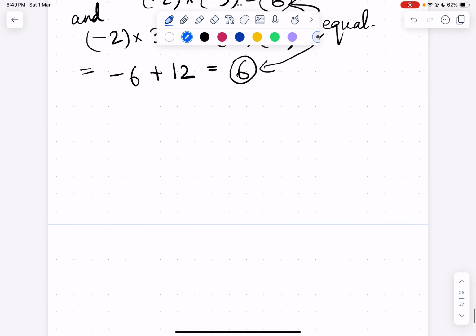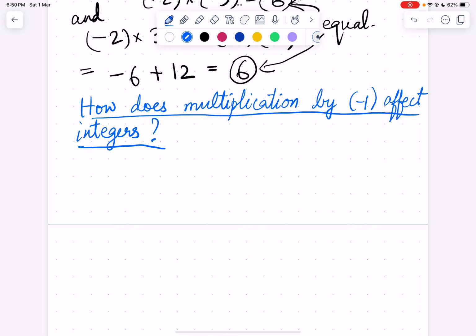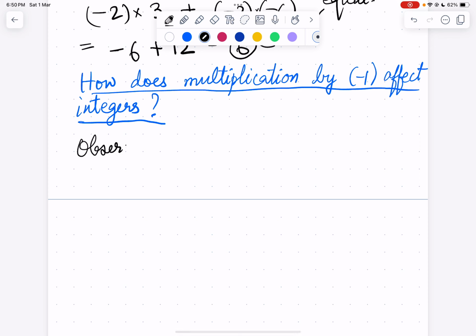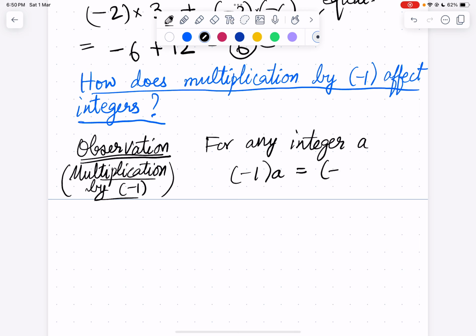We can ask, how does multiplication by -1 affect integers? So the observation is, for any integer a, -1 times a is the additive inverse, minus a.